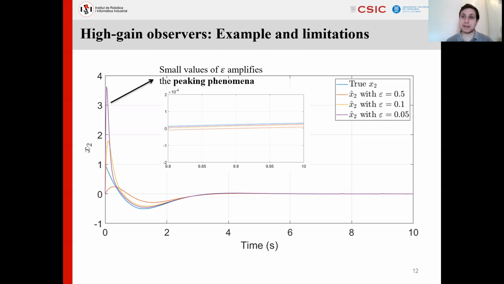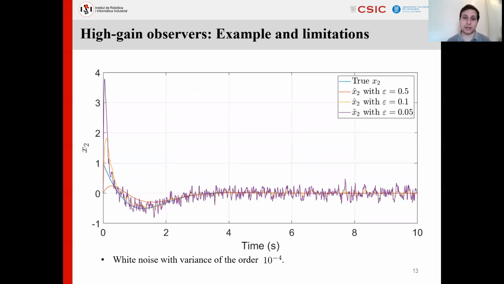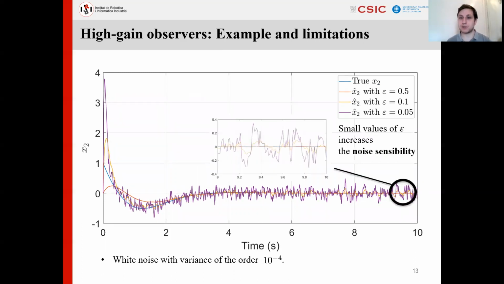Moreover, if we repeat this simulation, but now we add some small persistent noise in the measured output, what we see is that by reducing the value of bar epsilon, we are increasing the noise sensitivity of the algorithm. So these are the typical drawbacks of the high-gain observer, but in this section, I want to focus on the peaking phenomenon. Why? Because this sudden increase in the state estimation may be really dangerous in practice.